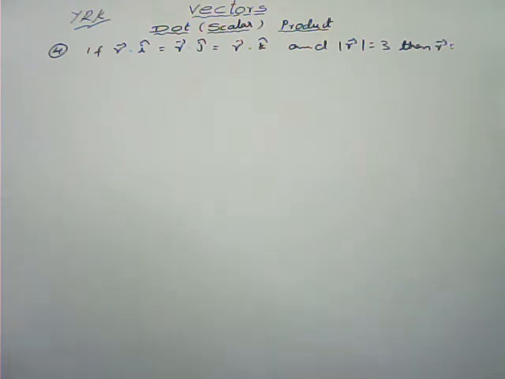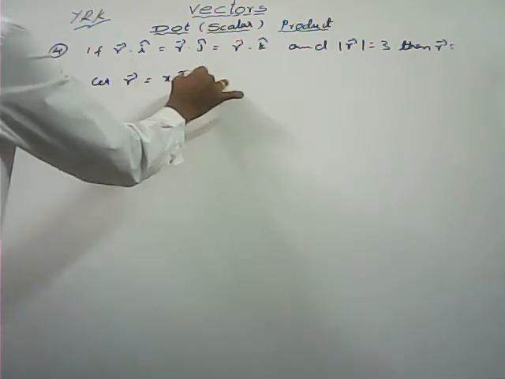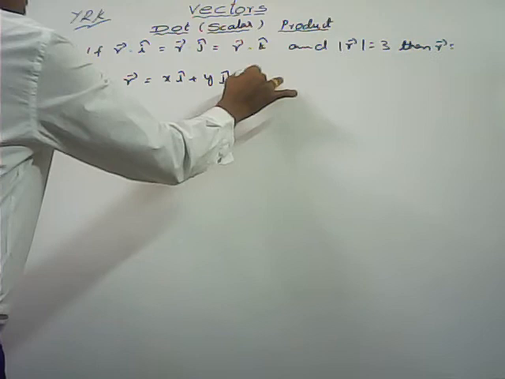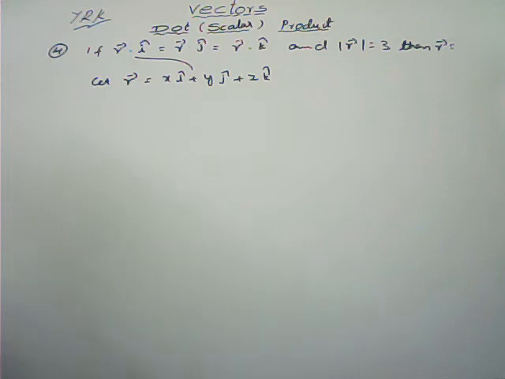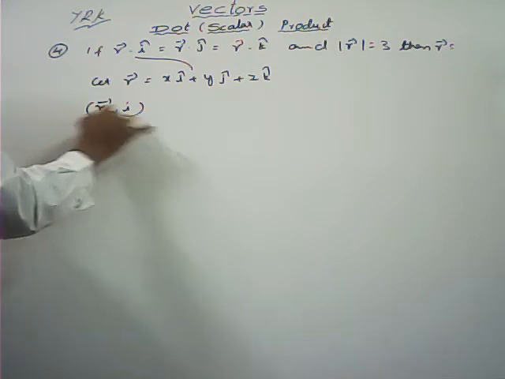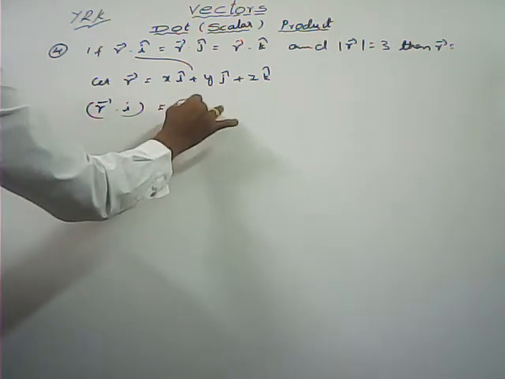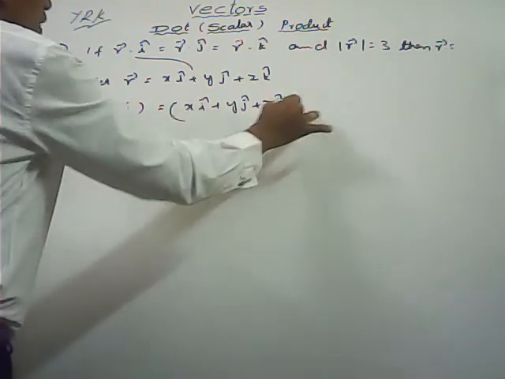Here R bar dot I cap is equal to R bar dot J cap is equal to R bar dot K cap, and the modulus of R bar equals 3. Then what is the vector R bar? So here I am taking R bar equal to X I cap plus Y J cap plus Z K cap. Now what is the dot product of these two? R bar dot I cap: I am finding the dot product of these two, (X I cap plus Y J cap plus Z K cap) dot I cap.